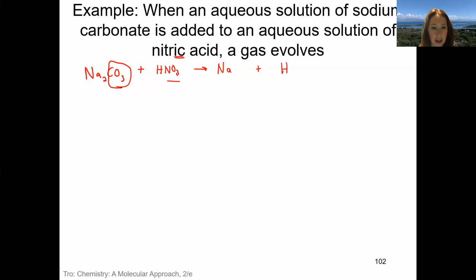Remember, another way to think of it is only take the polyatomic ions with you, right? The only subscripts of polyatomic ions. This becomes NaNO3, and then HCO3, right? But CO3 is a -2, so +1, -1, +1, -2. So we need 2 of them. And then we need to be good at recognizing that our H2CO3 is going to further break down into water, H2O, plus CO2.